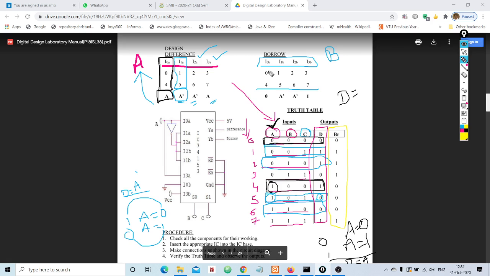Now we shall try to find the value of I0B itself. We need to look at row number 0 and row number 4, right? Here we need to look at the borrow value, instead of the difference column. What is the value of borrow when A value is 0? Borrow value is 0. And what is the value of borrow when A value is 1? When A value is 1, borrow value is 0, right?